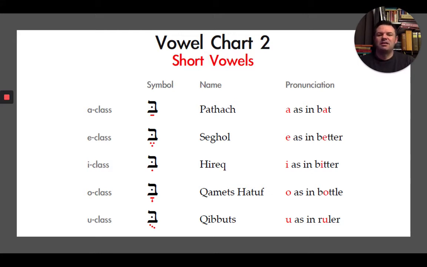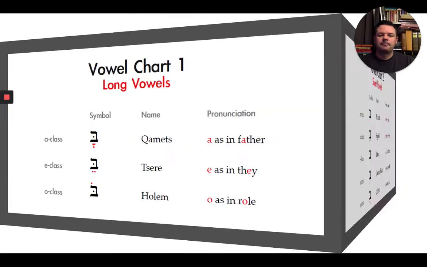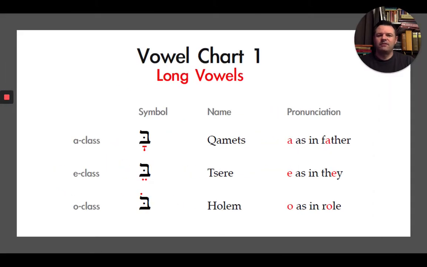The next one is a hiriq. It's an I sound like in bitter. So be. The next one is a kometz hatuf, and it's got a kind of short O sound like in bottle. So bo. But look at the kometz hatuf, and then look at the kometz from the previous slide.